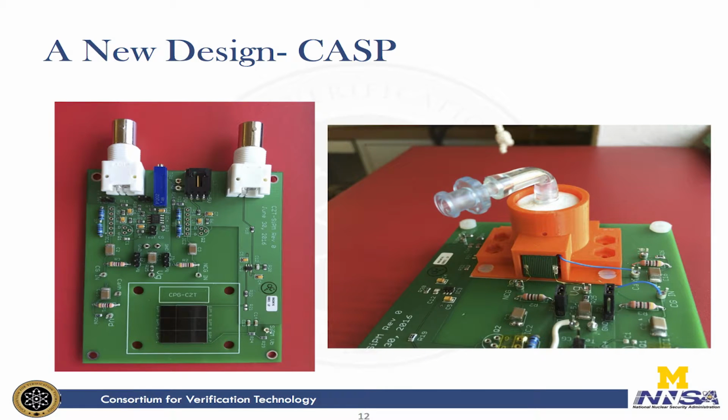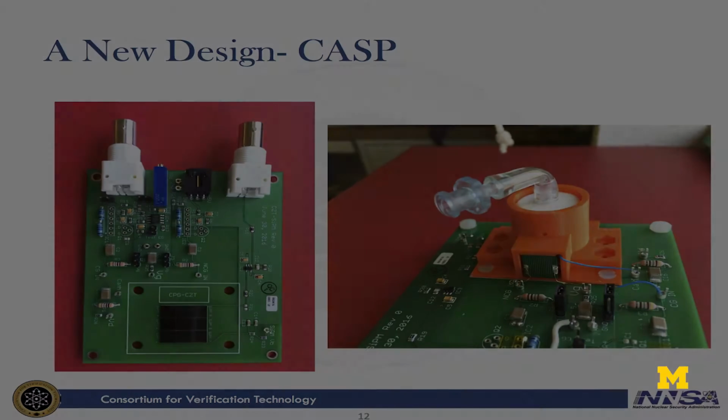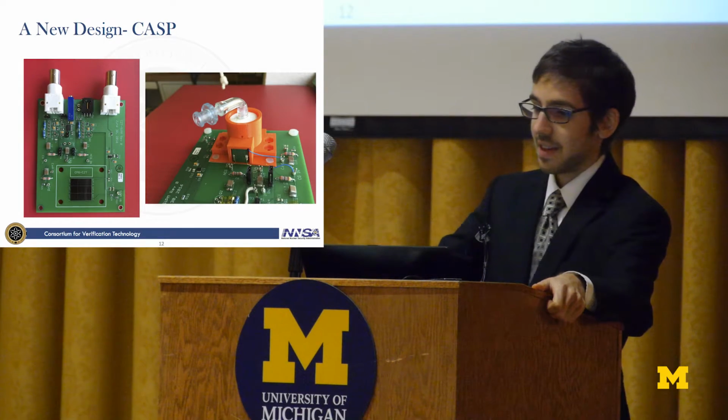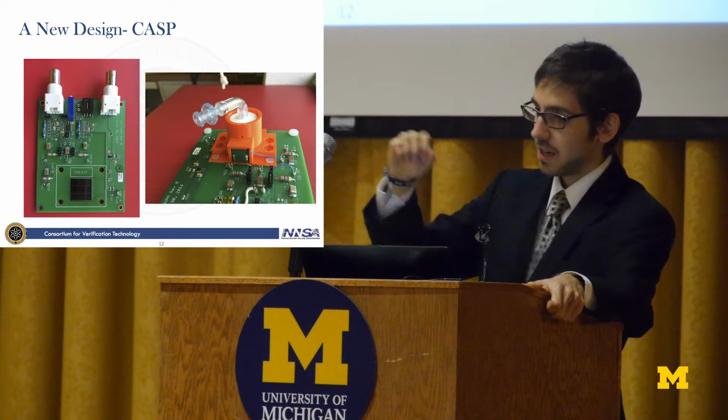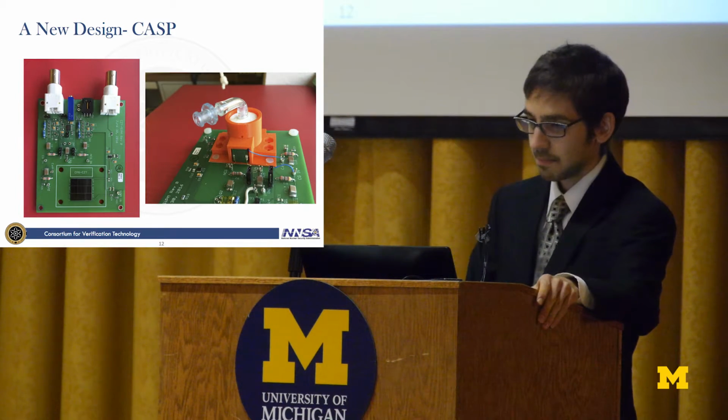And here are actual pictures of the CASP system. On the left here, you have our PCB. You see our array of SiPMs for light collection from the scintillator. And on the right, you actually see it assembled. You have the CZT and the holder mounted directly on the board. You have the scintillator stuck in there, wrapped in Teflon, and you have the injection tube coming out the top.